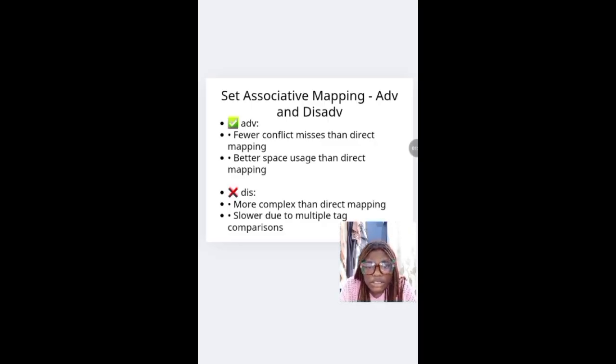So about the advantages: fewer conflict misses than direct mapping, and better space usage than direct mapping. Set associative mapping reduces the chance of two blocks conflicting, so there are fewer cache misses. And with the disadvantages: more complex and slower due to multiple tag comparisons. So it's more efficient than direct mapping, but slightly slower due to the need to search multiple lines in a set. And also the hardware needed is more complex than direct mapping, which is the disadvantage people face due to all these things.